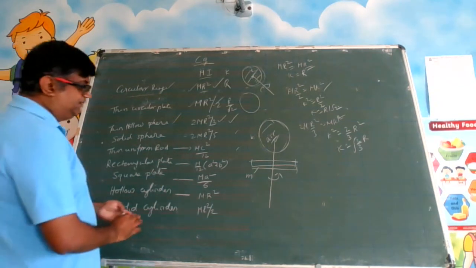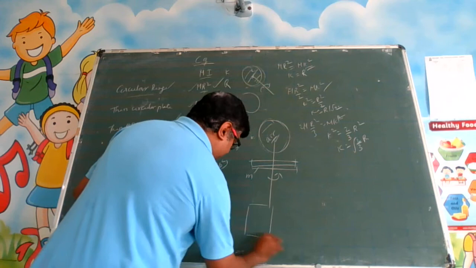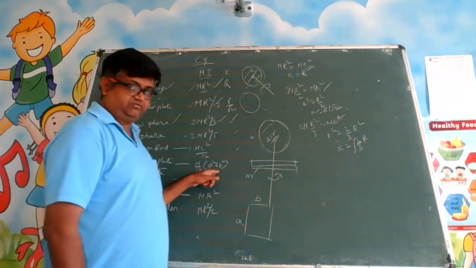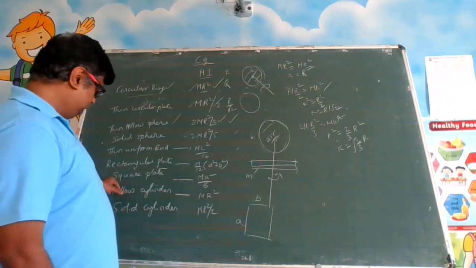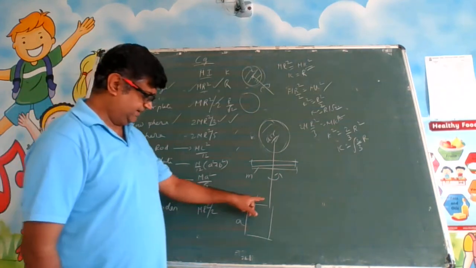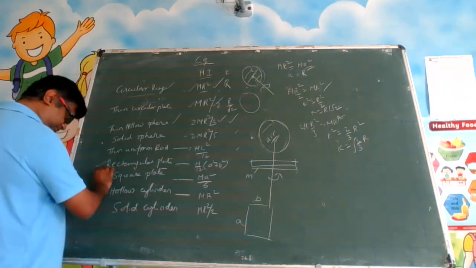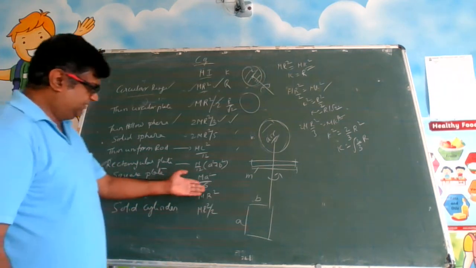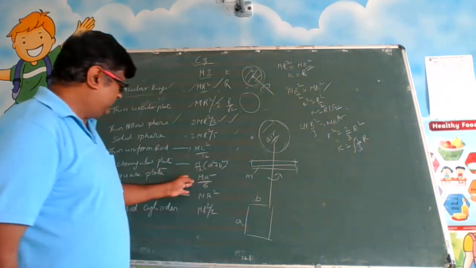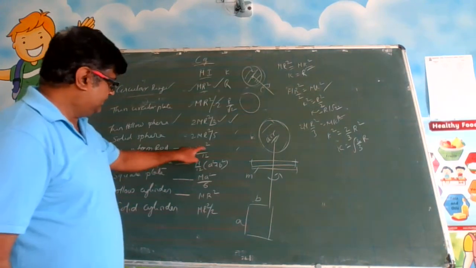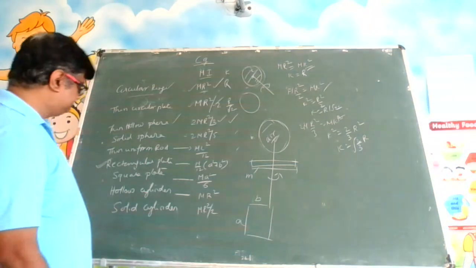If it's a rectangular plate, with sides a and b, you get m by 12 into a square plus b square. Square plate, put a is equal to b. You get ma square by 6. You can remember this one. From that you can get the square value. m by 12 into... see, in this 12 comes, in this 12 comes. Here it is L square, here it is a square plus b square.